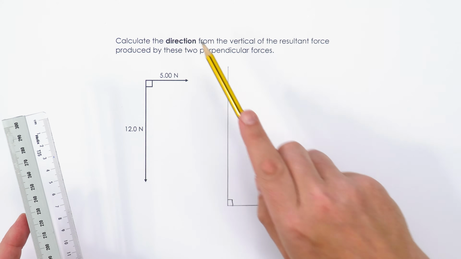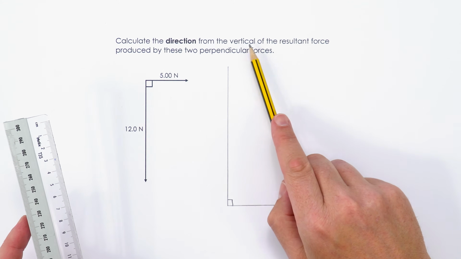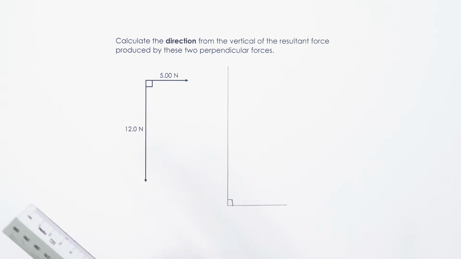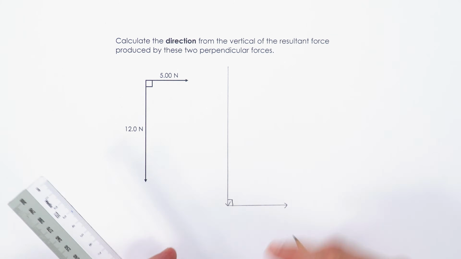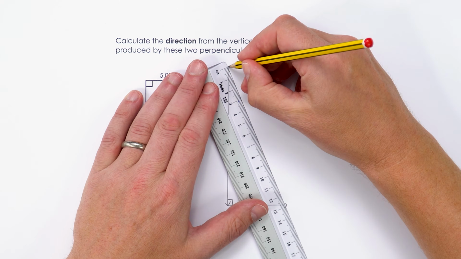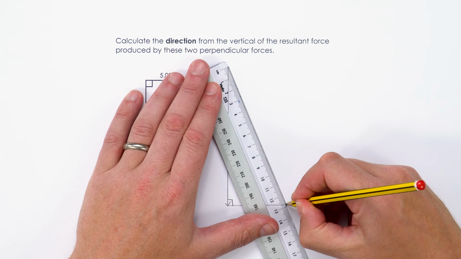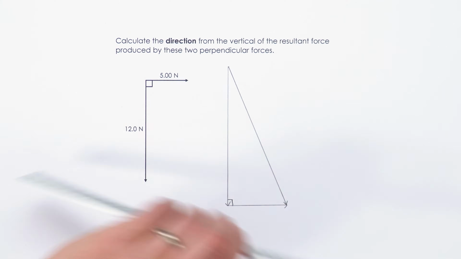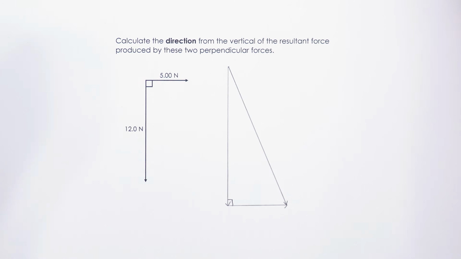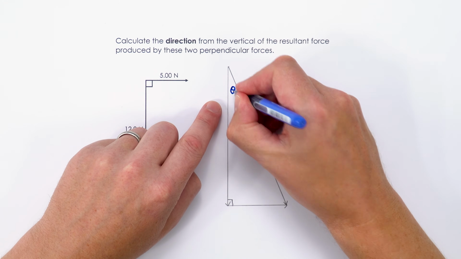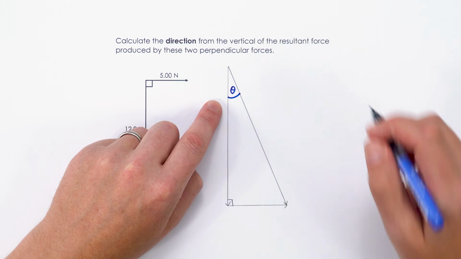And the question says to calculate the direction from the vertical of the resultant force produced by these two perpendicular forces. So we've got the downwards force, the sideways force, and the resultant is going to be this one over here. Now, we want to calculate direction from the vertical, and that means we need to know this angle in here, which I'm going to label as theta.